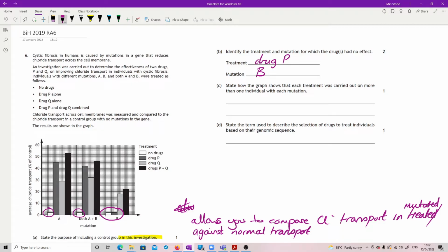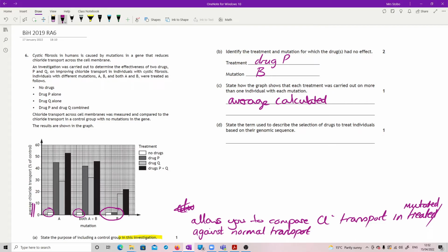State how the graph shows that each treatment was carried out on more than one individual with each mutation. This is an odd question, but it's because of this word here. There's an average calculated. If there's an average calculated, that means that you must have had more than one person that you were looking at.